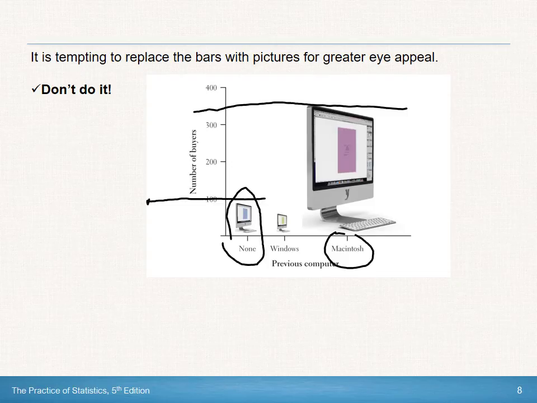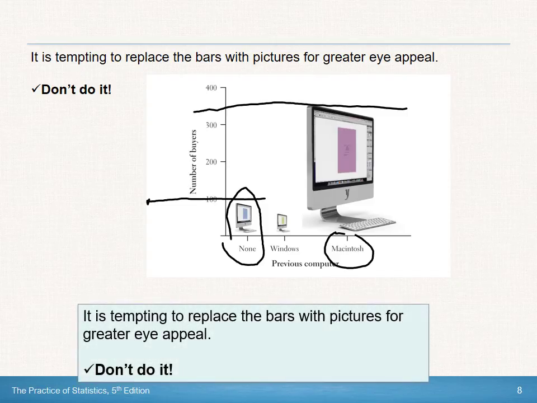So it's the same kind of concept as with the bars. It makes it look like it has more area, more mass, so it makes our brain think that it's a bigger difference. Advertisers will use this sometimes to make their product look better than it actually is, so be really careful with that. In this class, you will never, ever, ever use pictures or uneven bar widths to make charts. Okay, so just keep that in mind. It is tempting to replace the bars with pictures for greater eye appeal. Do not do it.